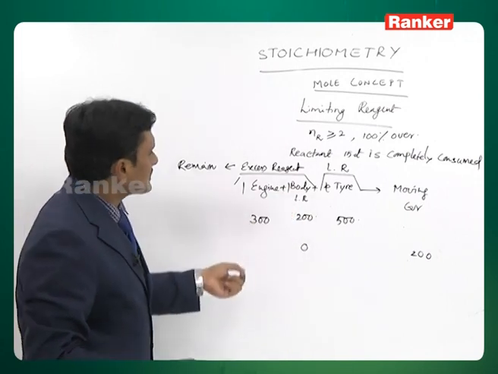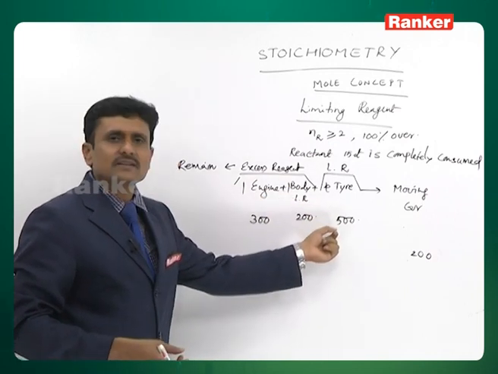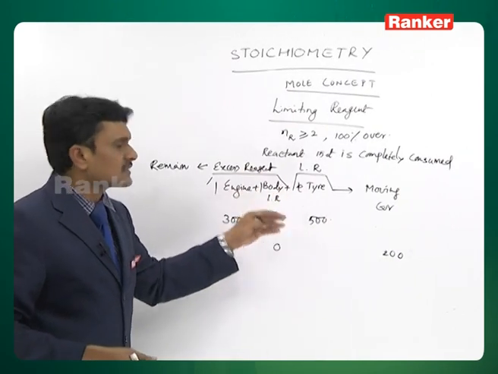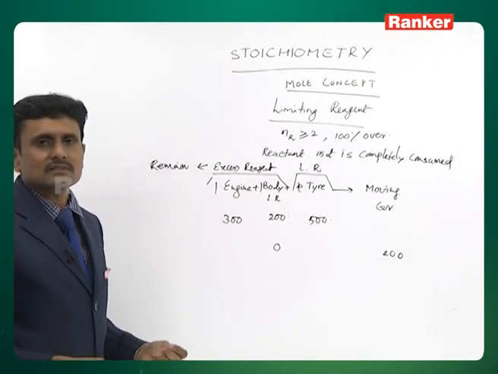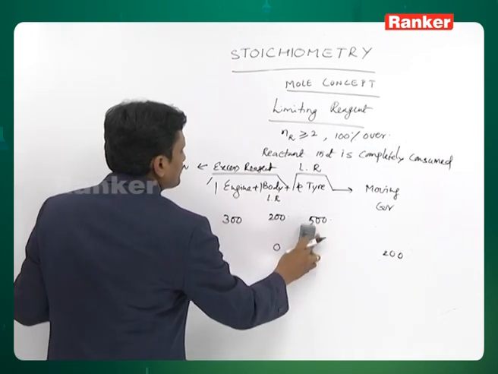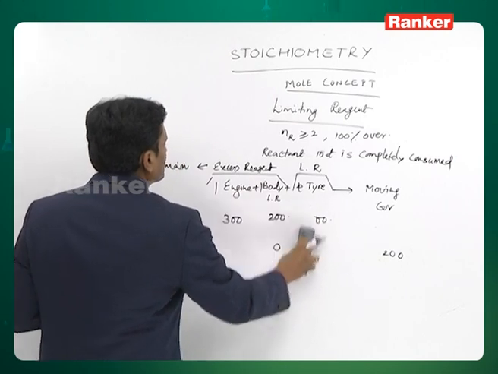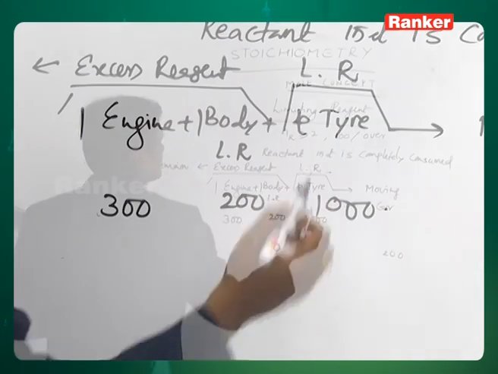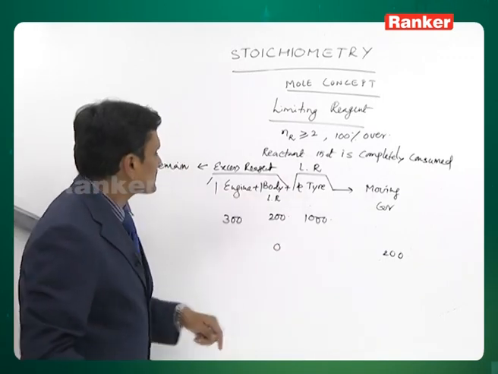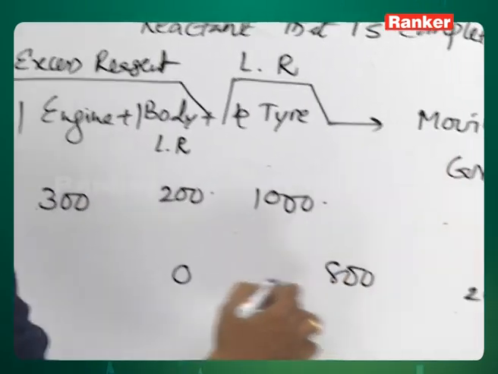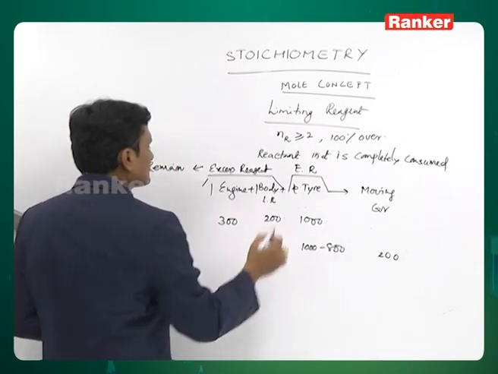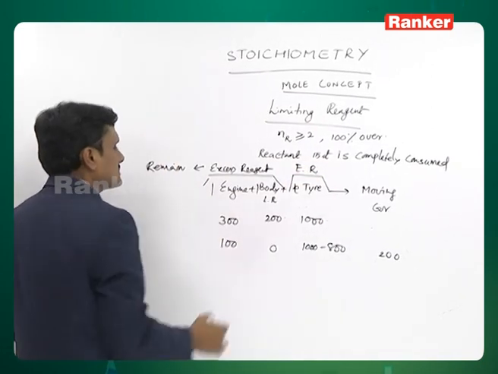So since the number is predominating here with respect to the stoichiometric coefficient, we always say that the reactant that is completely consumed is the limiting reagent. To understand this better, I will make this time 1000 tires. Now when I am making this 1000 tires, as we could see, the bodies are completely over, 200. Now one body requires 4 tires, so 200 bodies require 800, hence the remaining tires. Now this has turned out to be the excess reagent here, whereas this is the limiting reagent, and 100 engines will remain as well.